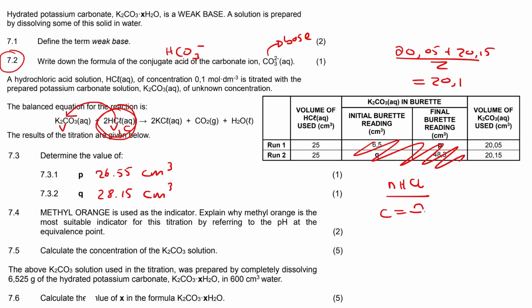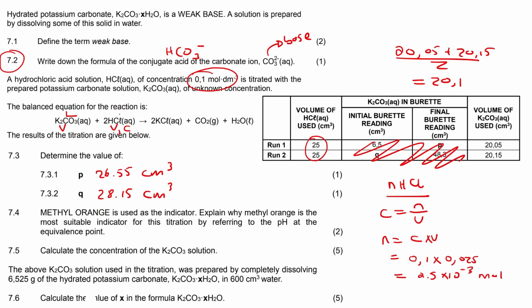So I know that C equals n over V, but I know that if I rearrange that formula, I can end up with that. And that's going to give me, for HCl, its concentration was 0.1. And its volume in decimeters will be 0.025. And that's going to give 2.5 times 10 to the minus 3 moles. Okay, so I know the moles of HCl.